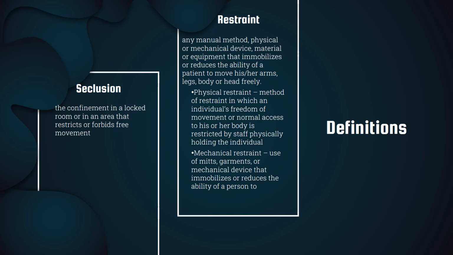Restraint is any manual method, physical or mechanical device, material, or equipment that immobilizes or reduces the ability of a patient to move his or her arms, legs, body, or head freely. There are two types of restraint. First, physical restraint involves staff holding an individual, and then mechanical restraint is the use of mittens, garments, or a mechanical device that immobilizes or reduces the ability of a person to move. Locking a seatbelt on a patient's wheelchair, putting up arm rails on her bed, or tucking in sheets so tight that a patient cannot move are considered restraints.